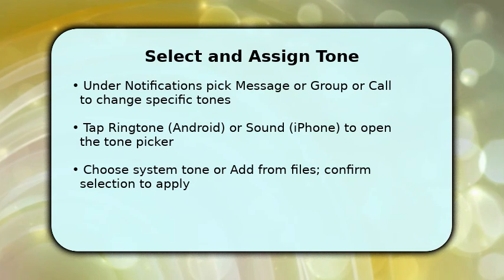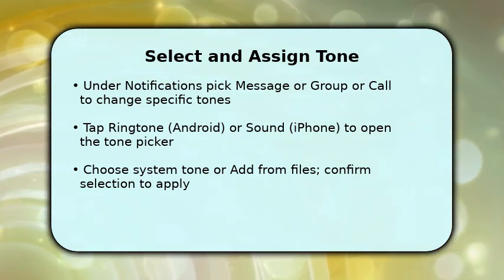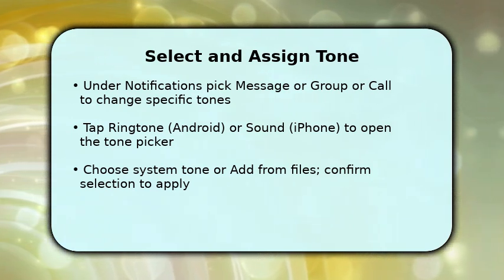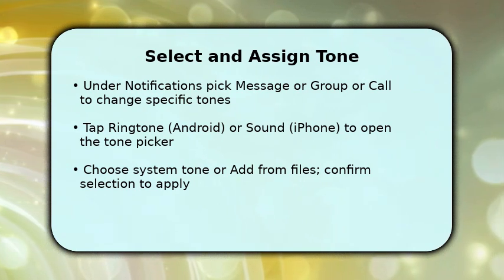You now pick which notification type to change: individual messages, group chats, or calls. Once chosen, tap ringtone on Android or sound on iPhone to open the picker so you can preview options.